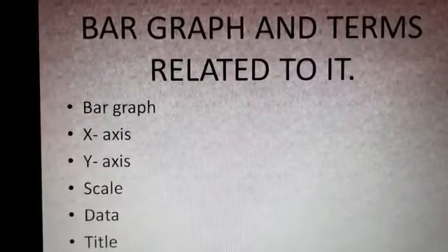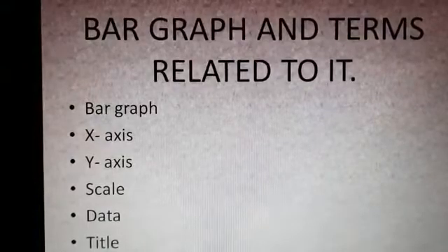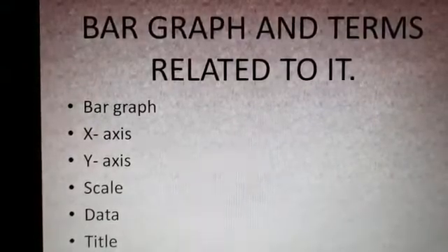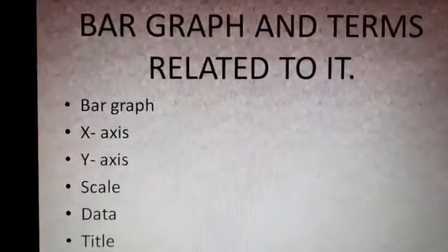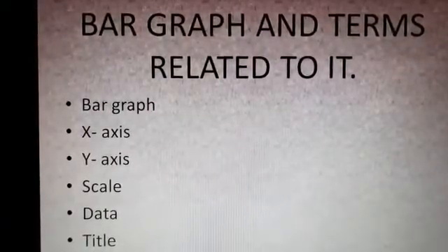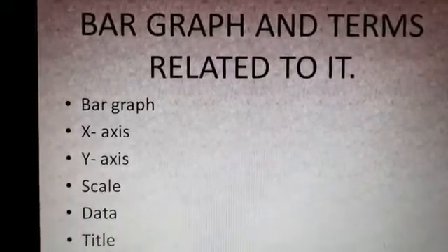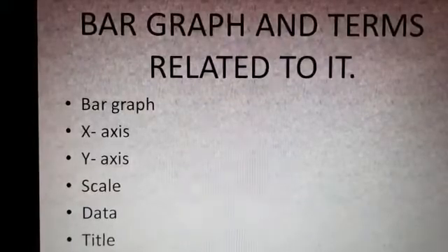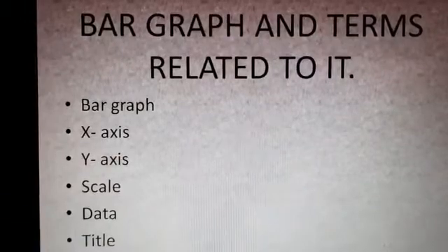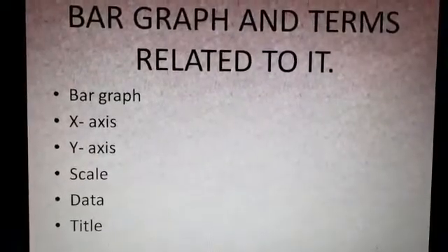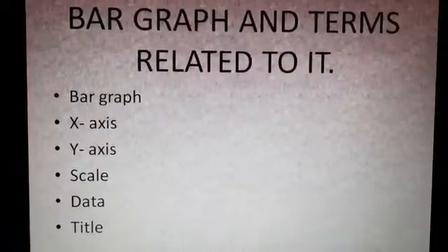Next is a scale. A scale is a number which is used to represent 1 unit length of a bar, that is 1 square of the bar graph sheet. Next is data. What is data, children? It is the information which we use to represent the given bar graph. Next is title. A title is a gathered information which explains what the graph is about.